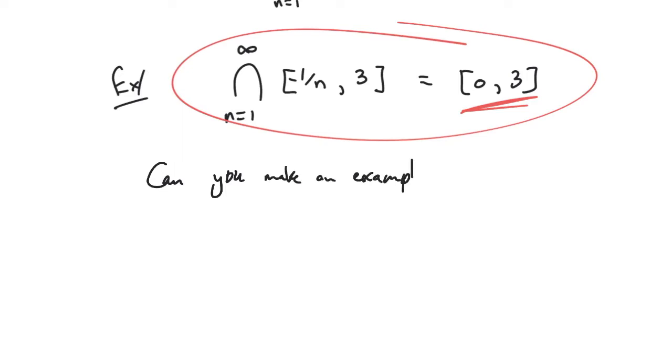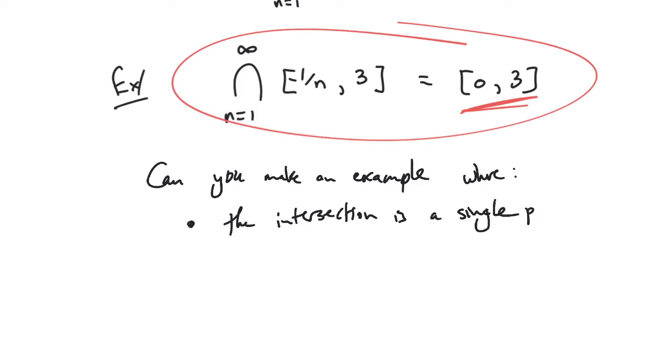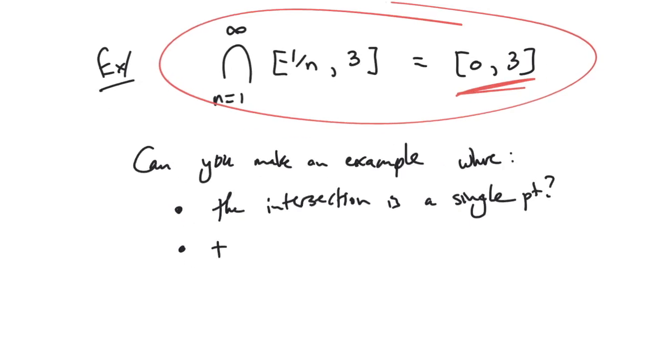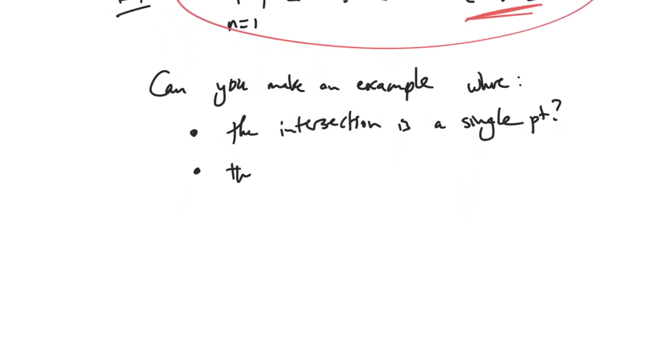By make an example, I mean you think of some kind of sequence of nested intervals. Can you make an example where the intersection is a single point? These will be separate examples. Or, can you make an example where the intersection is the empty set?